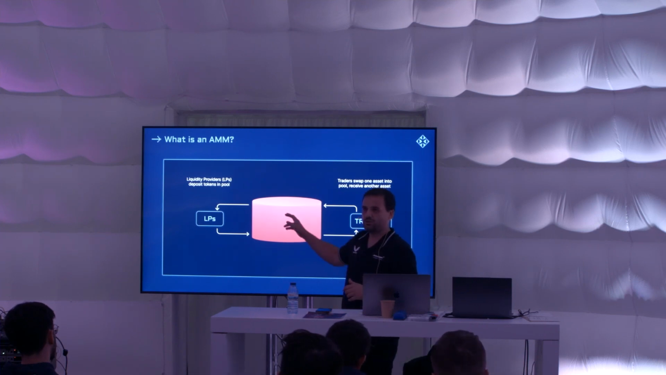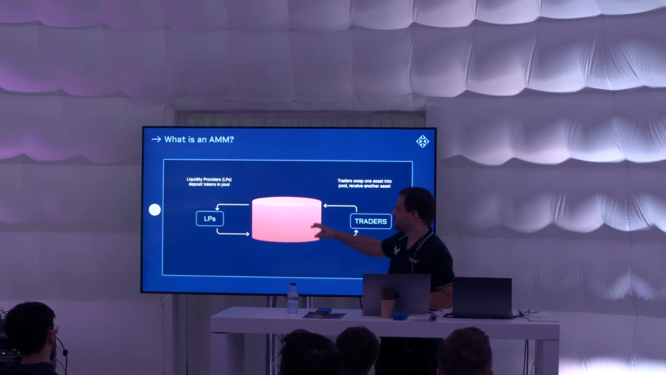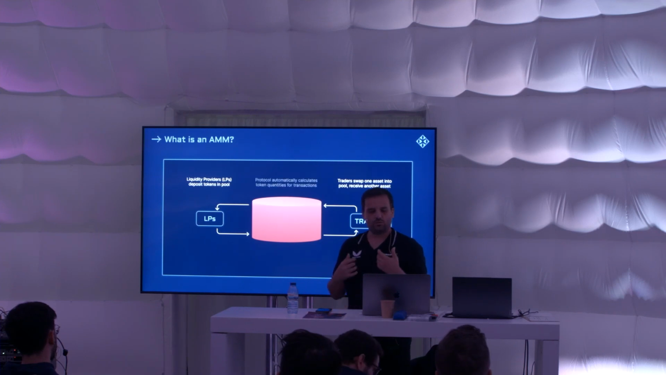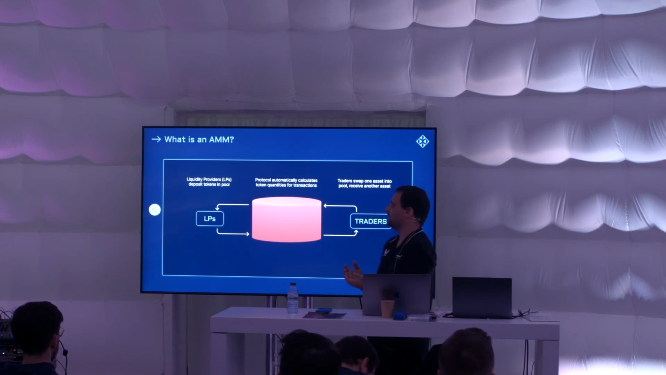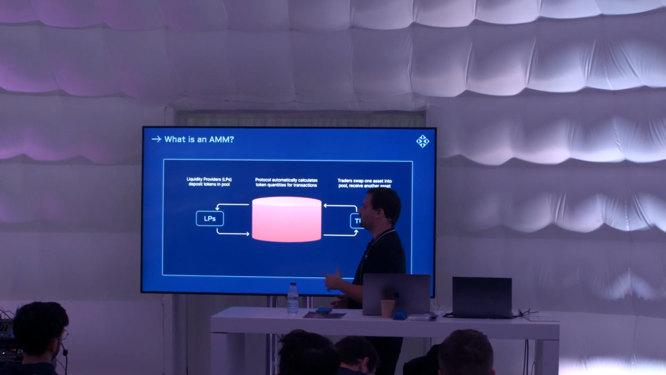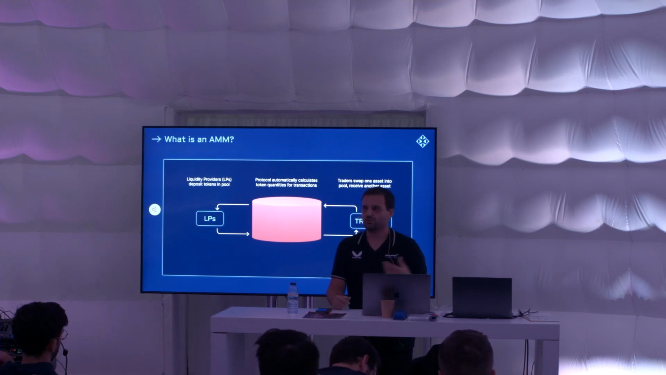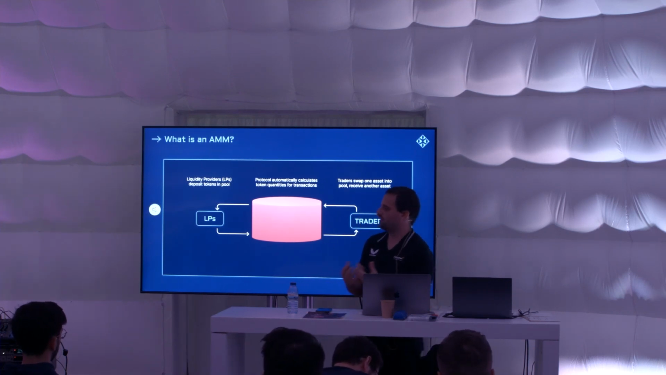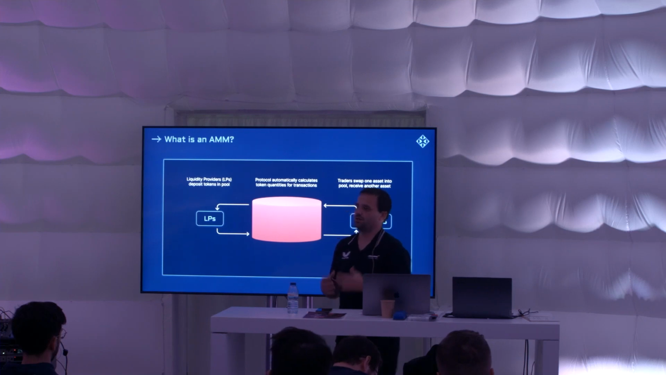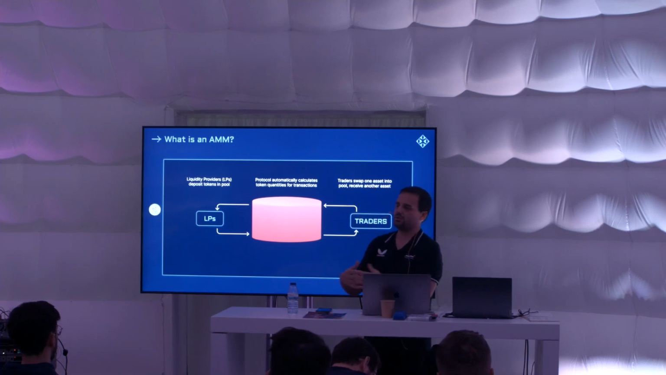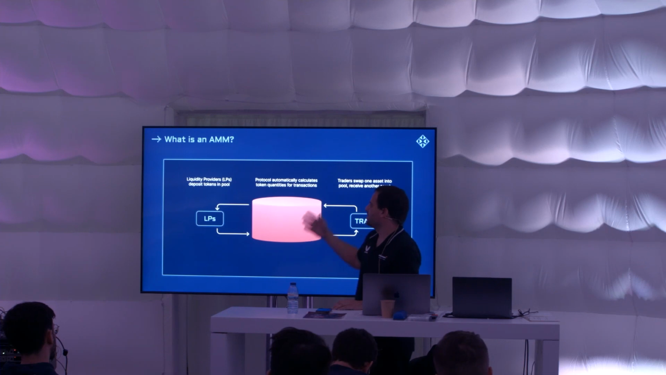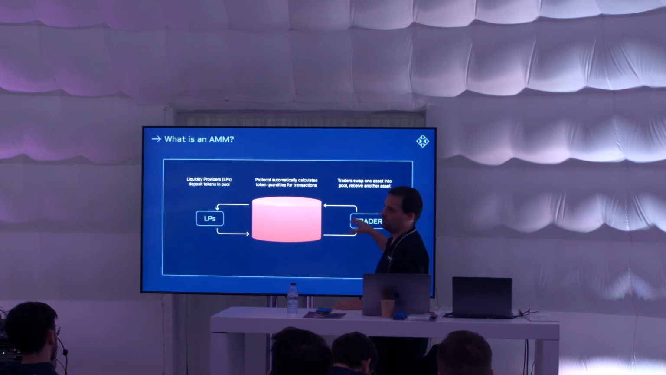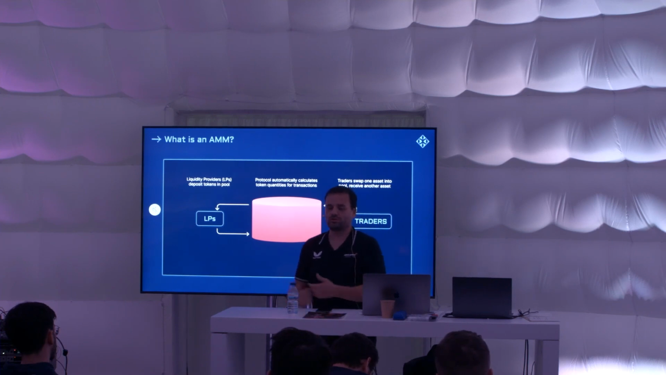And the responsibility of this pink stuff here, the liquidity pool, is to automatically calculate the token quantities for the transactions. So the exchange ratios are automatically determined by the current state of the pool, by the mathematical formulas, and it will calculate how much you should receive from the pool if you want to trade an asset.